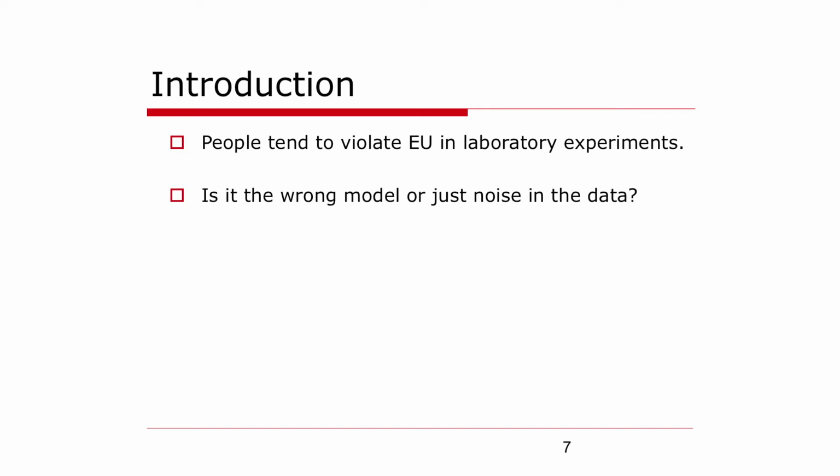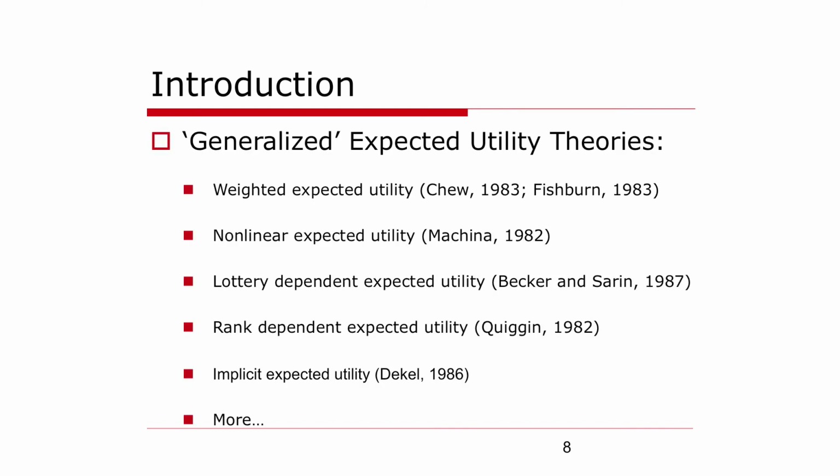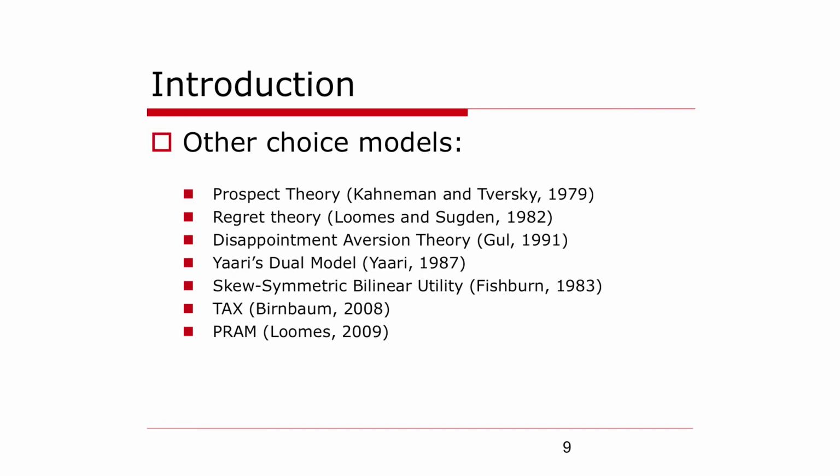that people's choice behavior violates expected utility. So there's a plethora of alternative models and theories that have been proposed, and here are some of those examples. Instead of expected utility, maybe there's weighted expected utility, or nonlinear or rank-dependent models, and so on and so forth. Even more: prospect theory, regret theory, and then the theory called TAX, which is Michael Birnbaum's idea, and so on and so forth.